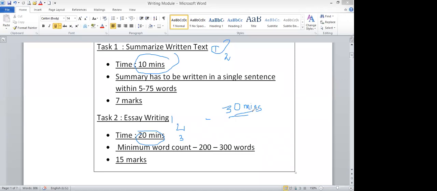Now, nobody will tell you how many questions are there in writing. Okay, after the reading section gets completed, automatically when you press the next button and the OK button, the screen will come with the summarized written text first. Okay, and first you complete it, do it in the stipulated time, that is 10 minutes. Then you press the next button, press OK. Again, you will see a next question of summarization.